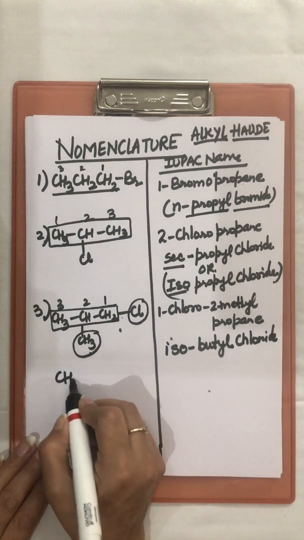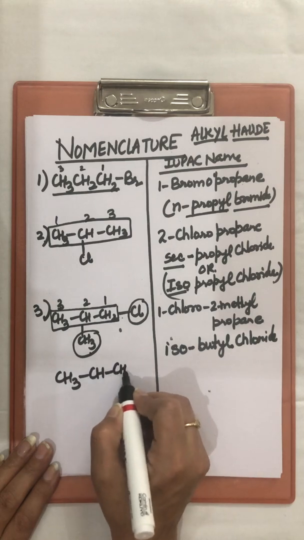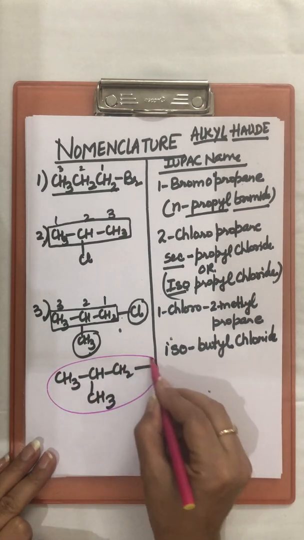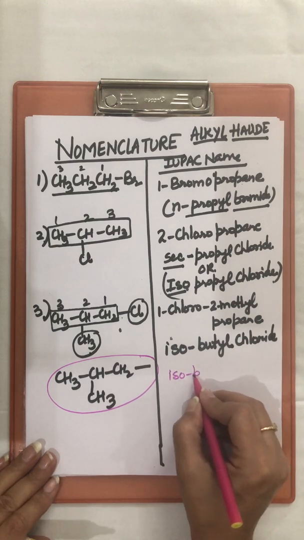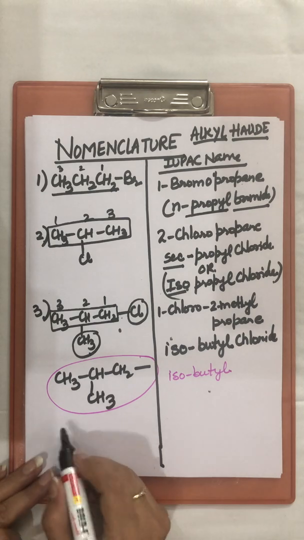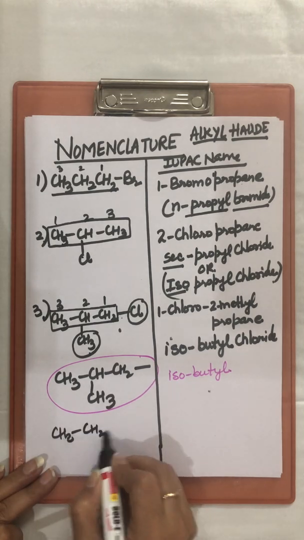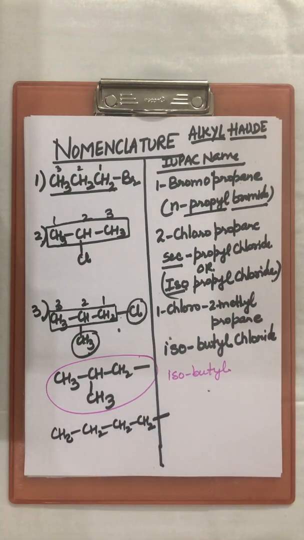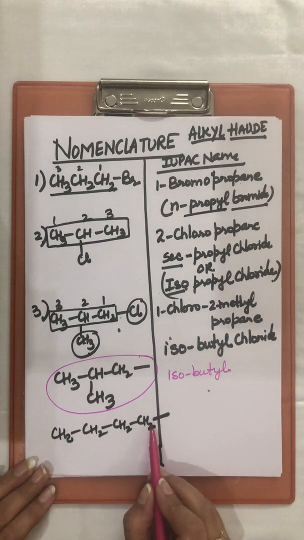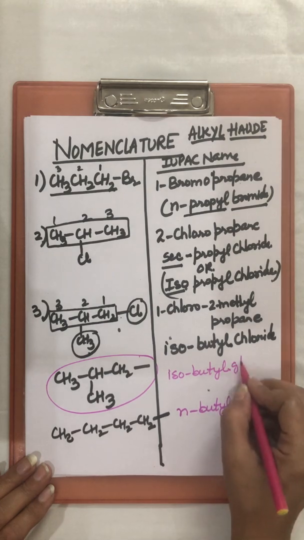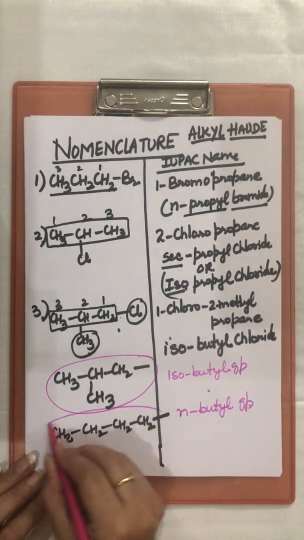This group, CH3, CH2, this group is known as the isobutyl group. And if in the 4 carbon atoms we have all 4 carbon atoms in a straight chain and from here we remove a hydrogen atom, all 4 carbon atoms in a straight chain, this is called the normal butyl group. Which group is this? Normal butyl group.